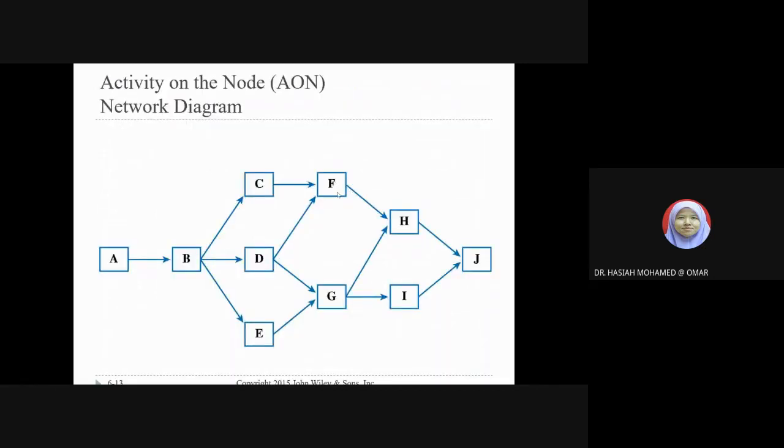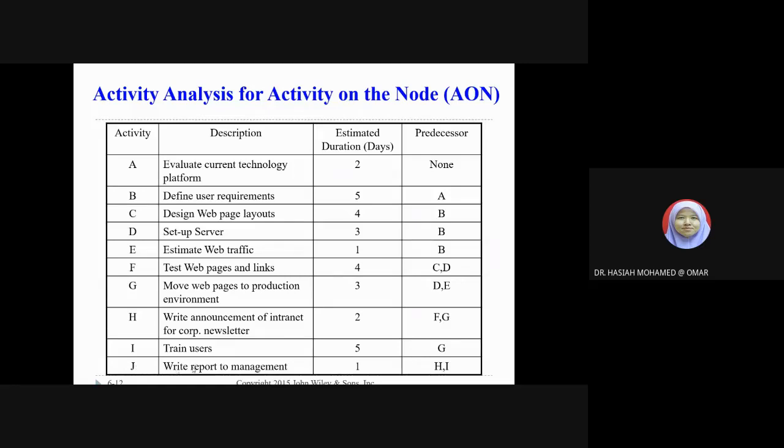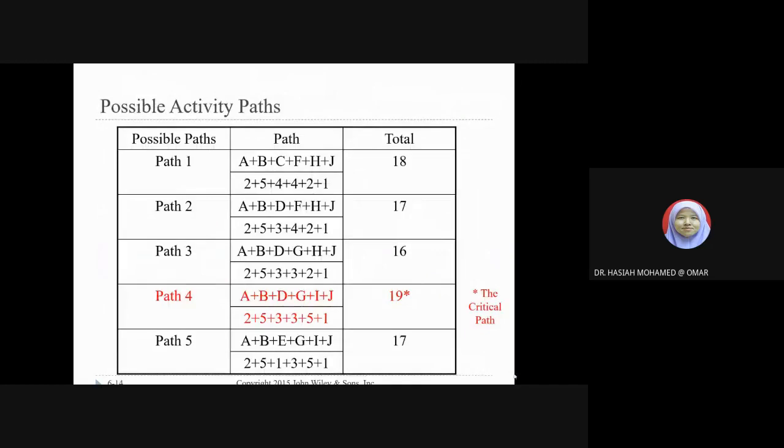Okay, so this one means activity F can be started once we complete activity C or complete activity D. Okay, activity G can be started when we complete the activity D as well as activity E. So until the end, this is the last activity, which is activity J. So activity J, we can start once we complete the activity H and I. Okay, so these are the possible activity paths where you combine all of the paths provided plus the estimated duration of days, then you can get the total.